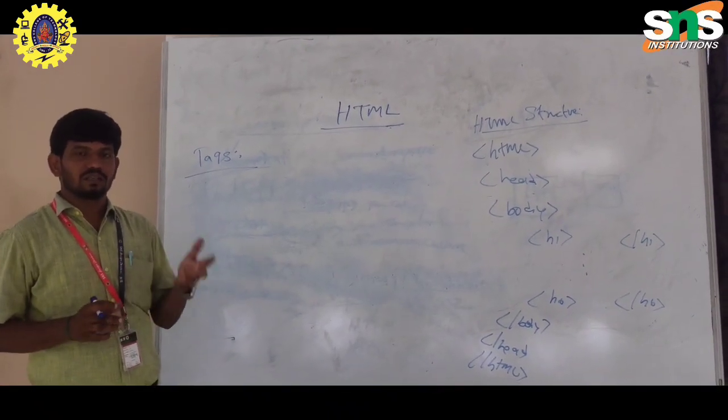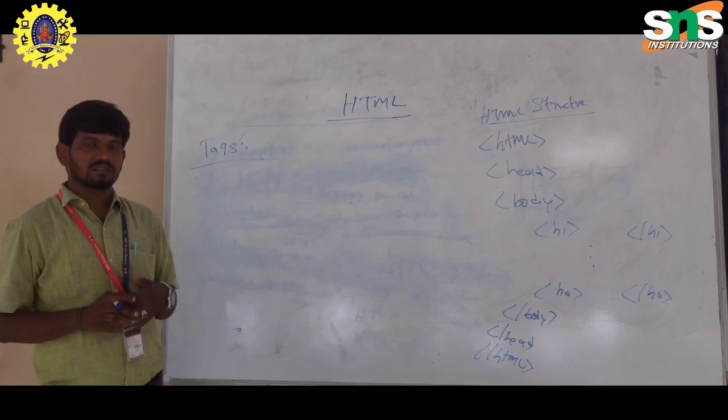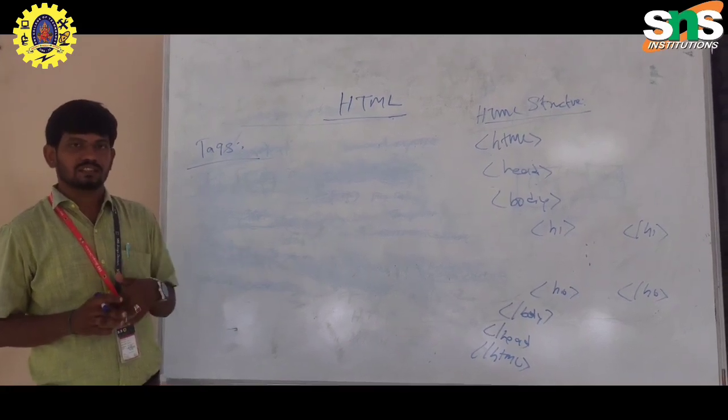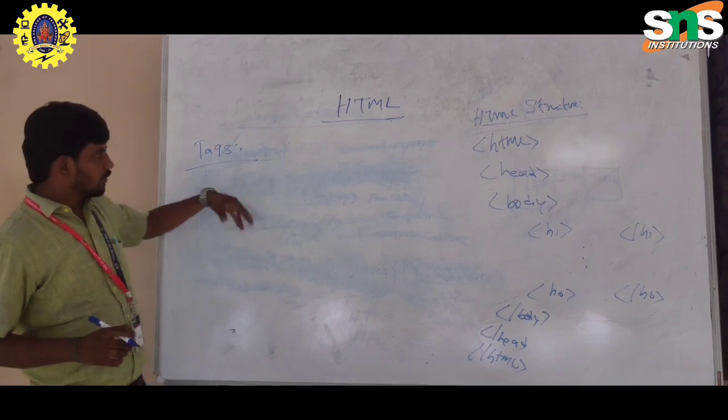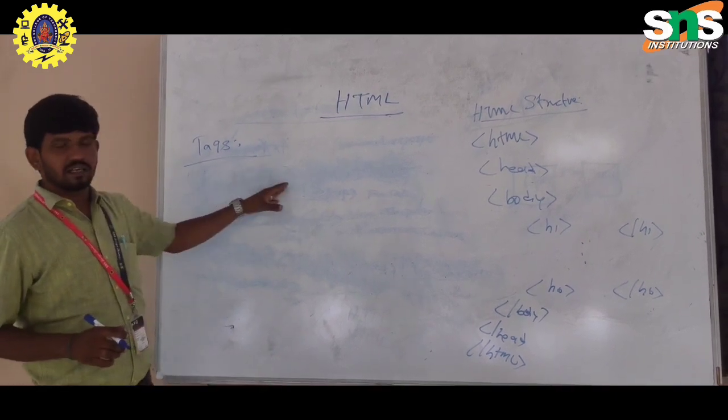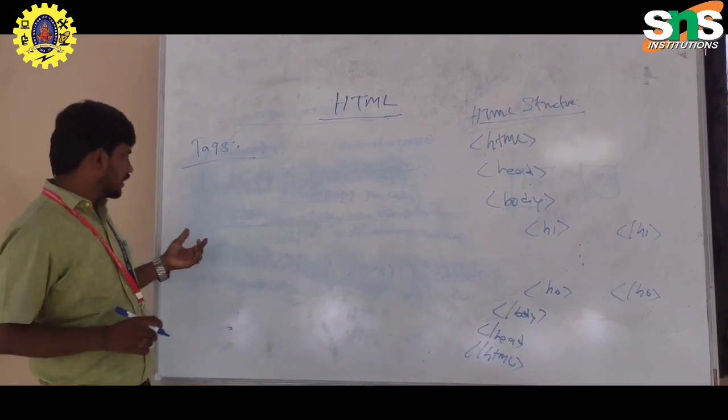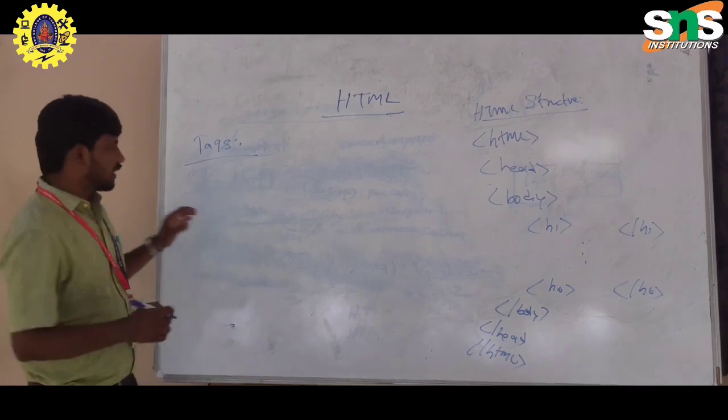We have covered the HTML concept, the HTML structure, and some tags in HTML. Now we are going to see the remaining tags in HTML. Before, we saw the header tag, bold, italic, and then the break tag. Now we are going to see the horizontal line tag.